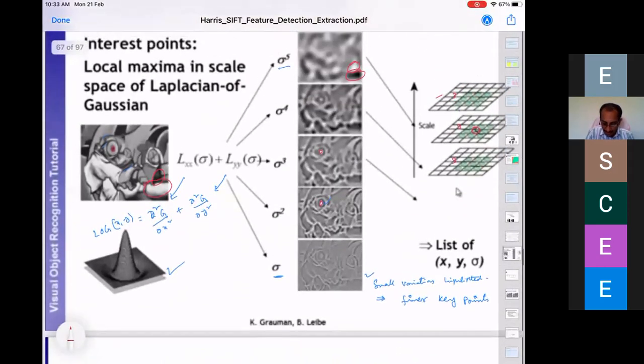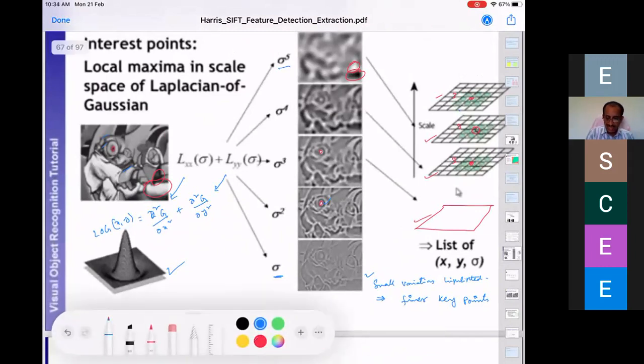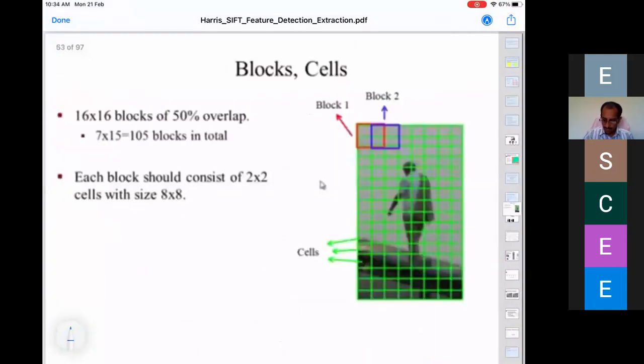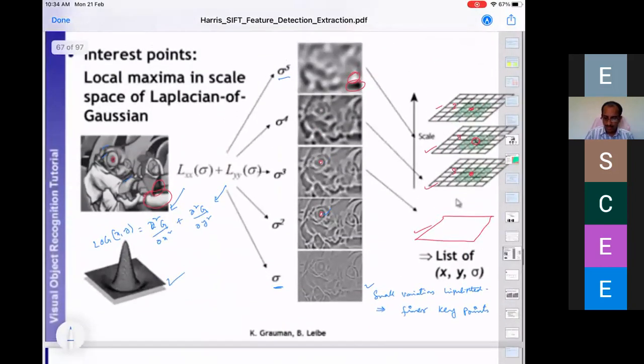So that means if I bring in one more here, this point also will be evaluated, whether it is a local maxima or not, across this one and this one. That means you take a 3x3 neighborhood in the scale up, scale down, and here, and then see. Similarly, this also will get evaluated, taking the three consecutive scales, this scale and this scale for this point. Hope this is clear.